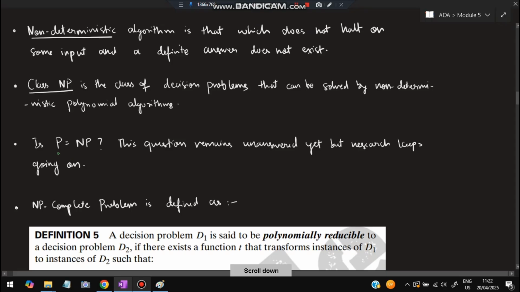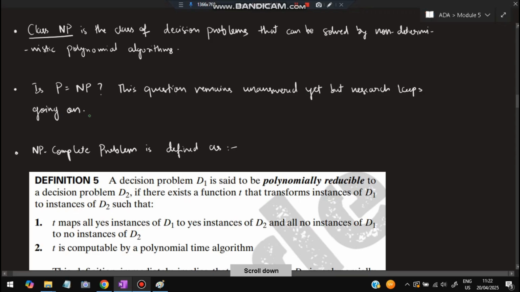Now the question is, is P equal to NP? P means polynomial time algorithms, NP means non-polynomial time algorithms. Can we find a polynomial time algorithm for all the non-polynomial time problems which we have now? Is that possible or not? That question remains unanswered yet, because research keeps going on. So P equal to NP is an unanswered question as of now.